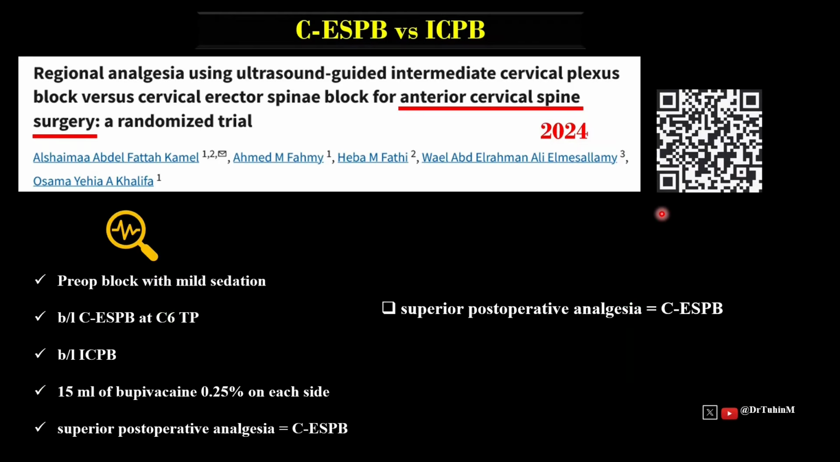Now, this was a comparison between the intermediate cervical plexus block and the erector spinae for anterior cervical spine surgery. For anterior cervical spine surgery, we are not using the erector spinae plane block, as I have mentioned, because of the fear of brachial plexus involvement. According to the literature, superior postoperative analgesia was noted with the erector spinae plane block compared to the intermediate cervical plexus block here.